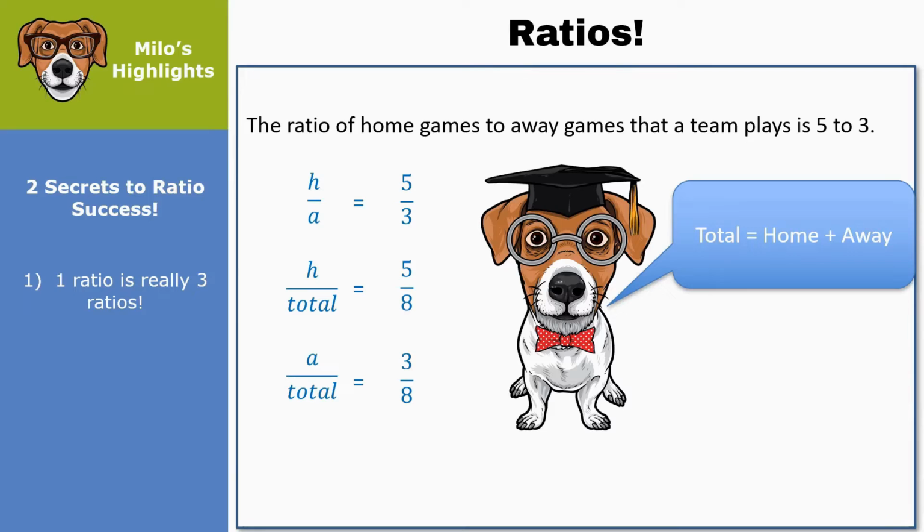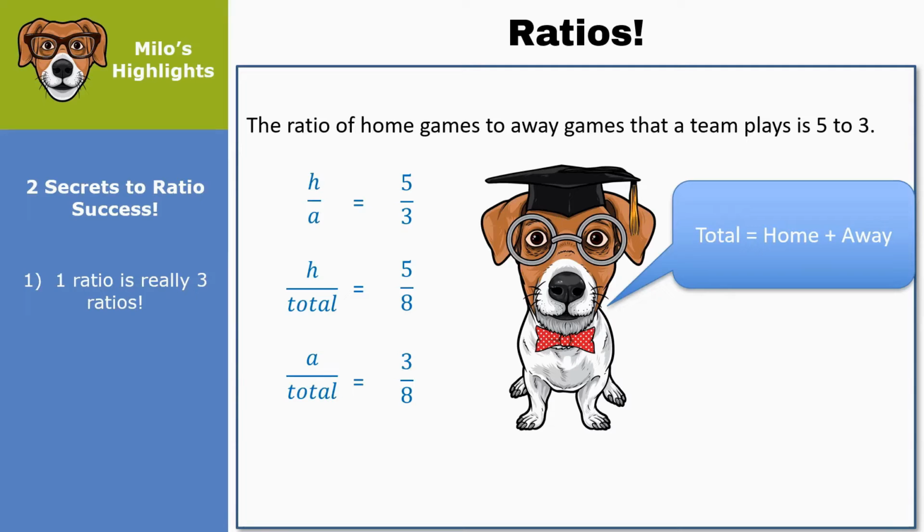Now, I can already hear some of you saying, well, wait a minute. Just because the ratio of games is 5/3 doesn't necessarily mean that the team played just 5 home games and 3 away games and 8 total games. And you are, of course, absolutely right. And that brings us to the next secret.